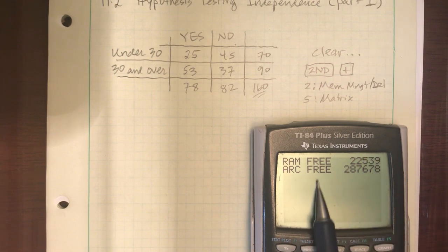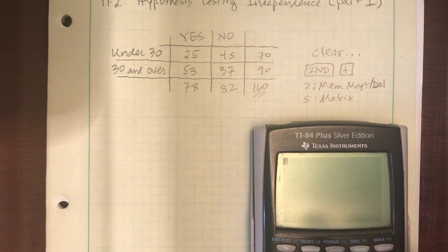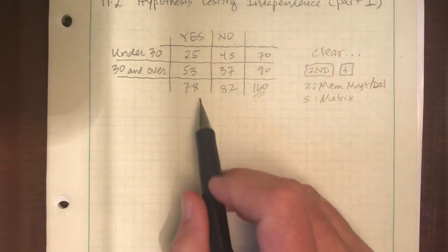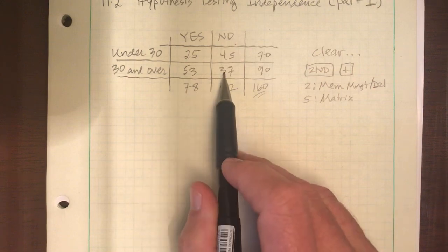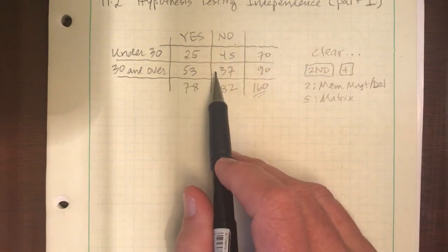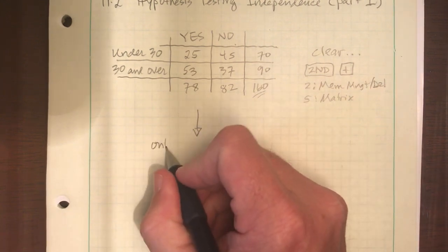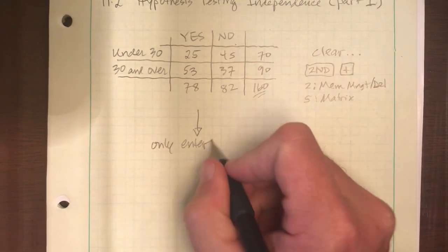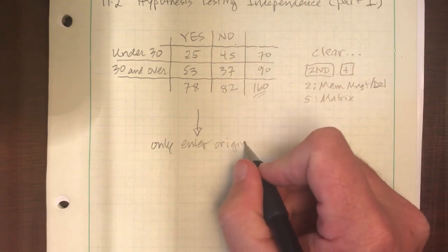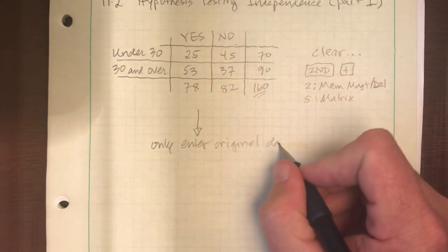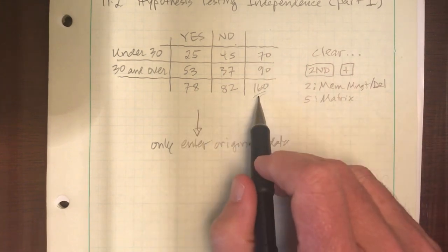It's possible you got this far, you may not have any there, which is okay. So there's nothing to delete. Okay, so now we're ready. Once I'm done with this, I can hit clear, and we're back to my home screen. So a matrix is just a rectangle of numbers, just like a two-way table is. The one thing we need to make sure when we do this is we only enter the original data. Don't enter the marginal totals.